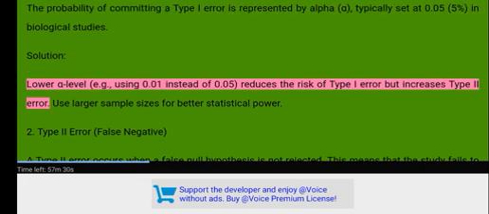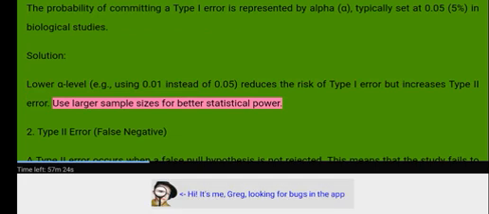Solution. Lowering the alpha level, e.g., using 0.01 instead of 0.05, reduces the risk of type 1 error but increases type 2 error. Use larger sample sizes for better statistical power.